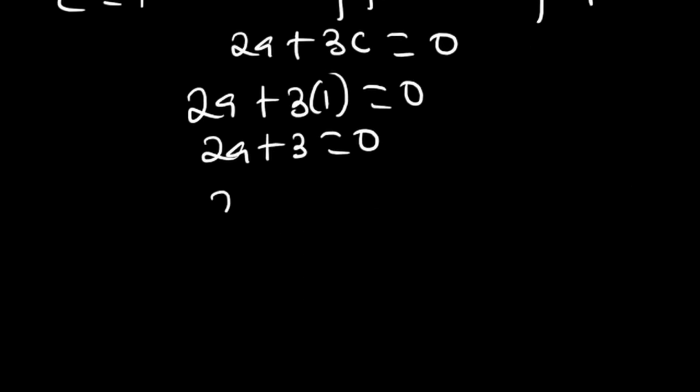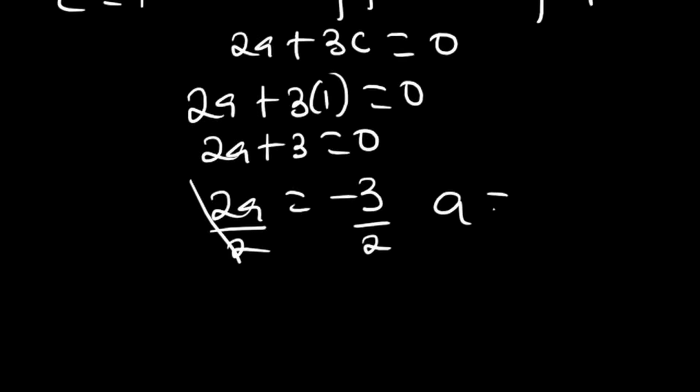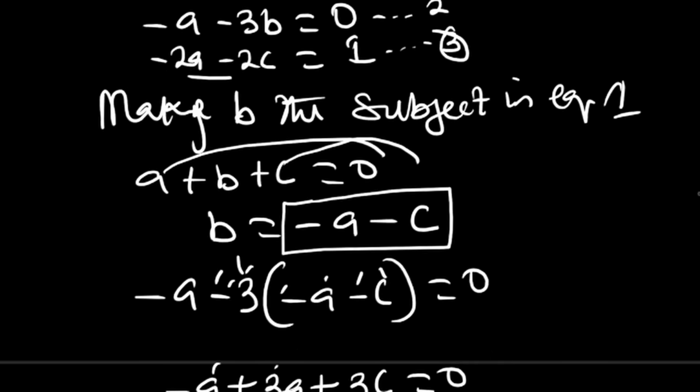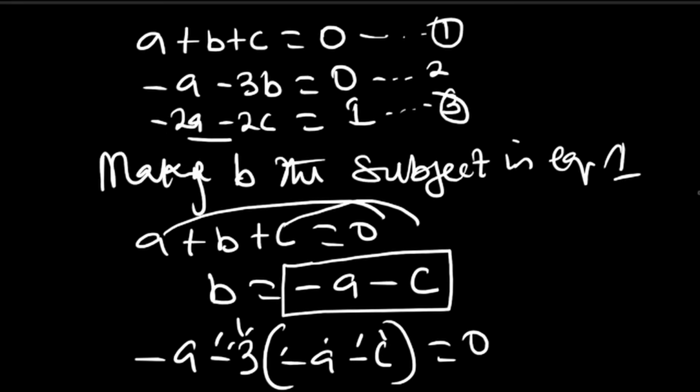Okay, now we have 2a is equal to, I'm going to move the 3 to the other side. It now becomes minus 3. Now to solve for a, we divide both sides by 2. So this cancels out. We now have that our a is equal to minus 3 over 2. Correct. So this is the value of a. Now let's go ahead and solve for b. We can use equation 1 or any of these equations. So let's use equation 1 to solve for b.